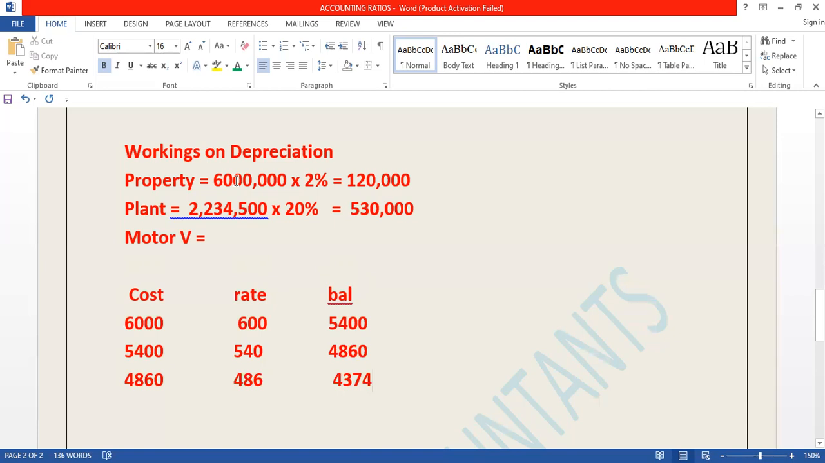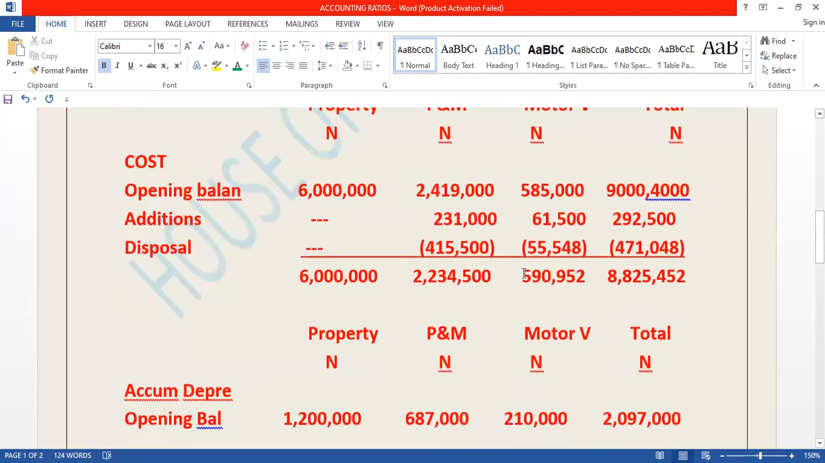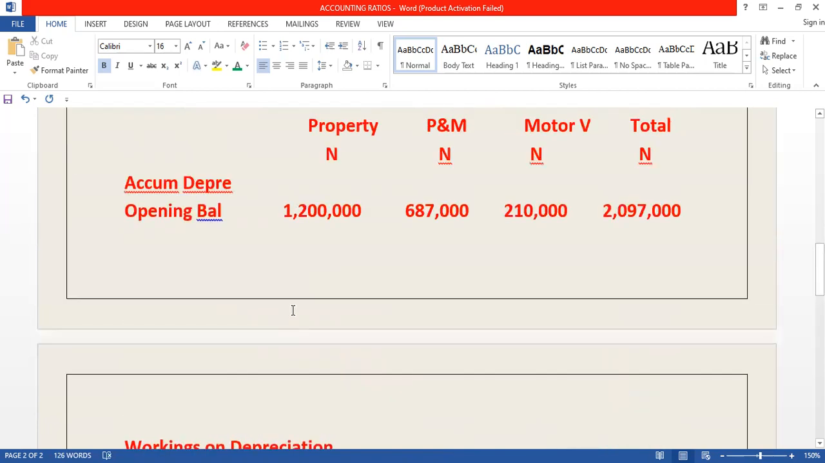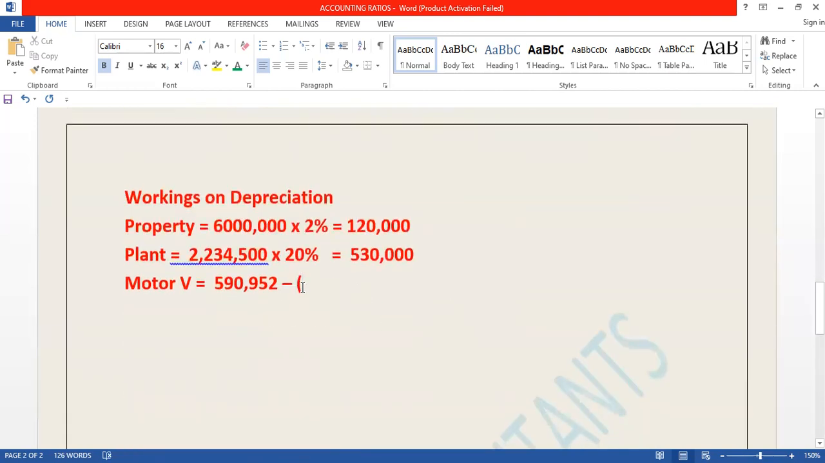Okay, now let's come back to this question. So I'm going to delete this because it's not part of the question. What is the cost of this asset now? The cost of the asset as at now is this figure. So we will say minus, what are the previous depreciation we have charged on this asset? We have charged 210,000. So we say minus 210.